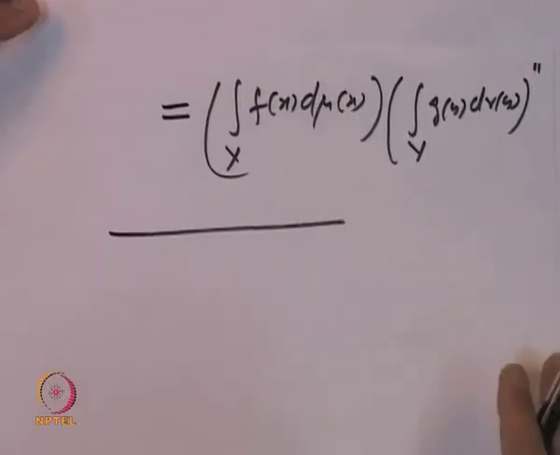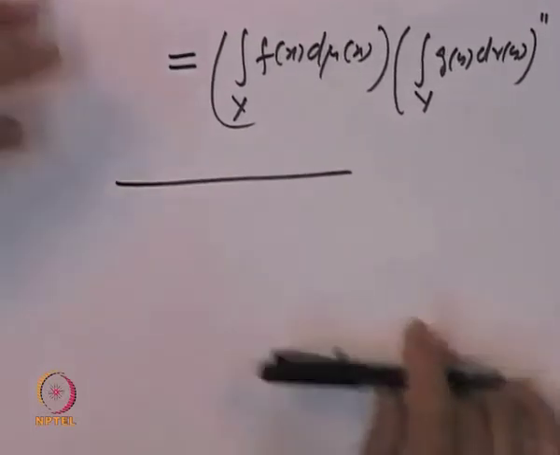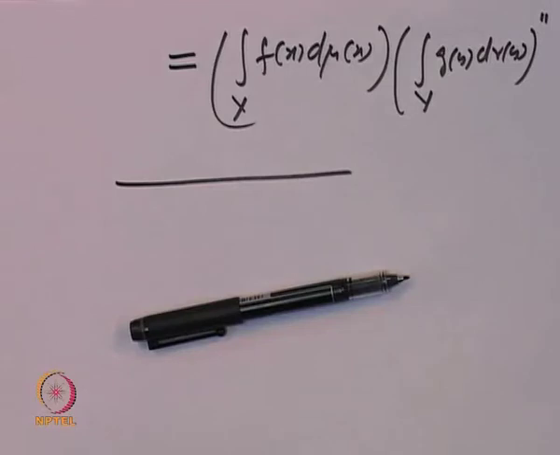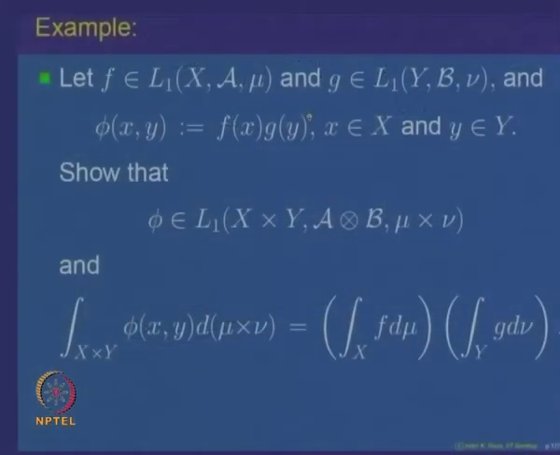So, you have seen two applications of Fubini's theorem to prove this result, namely that if f is an L 1 function on x, and g is an L 1 function on y, then the product is an L 1 function on the product space and the integral is equal to the product of the two. So, this is how Fubini's theorems are going to be applied, and let me just recollect or revise what we have done till now.